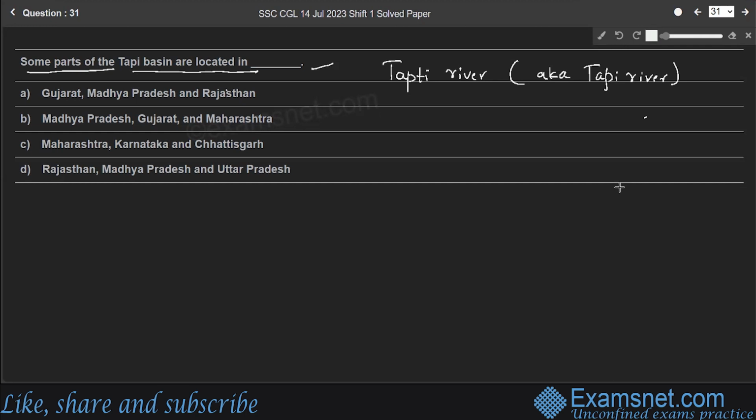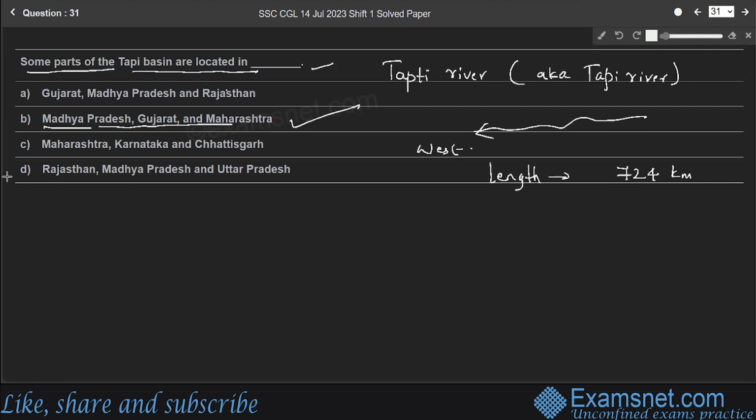So which flows westwards, right? The river has a length of around 724 kilometers. So the Tapti river's length is around 724 kilometers and it flows through the states of Maharashtra, Gujarat, and Madhya Pradesh. So option B is the answer. So some parts of the Tapi basin are located in Madhya Pradesh, Gujarat, and Maharashtra.